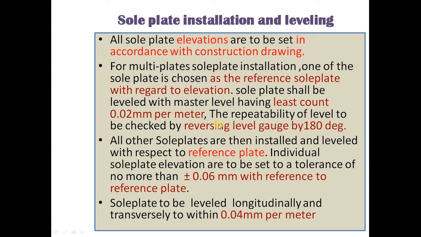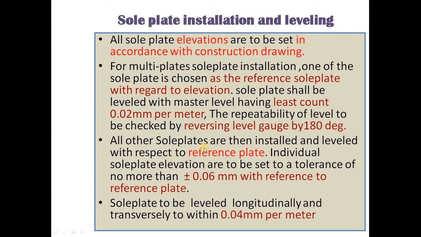How are we doing it? Suppose we are recording a reading of level by the master gauge, then reverse the master gauge 180 degrees, take the reading several times, and if you repeatedly get the same reading, that means your level gauge is perfect.